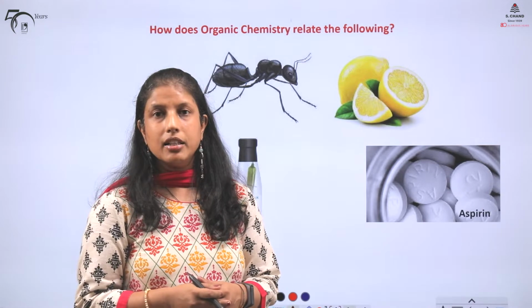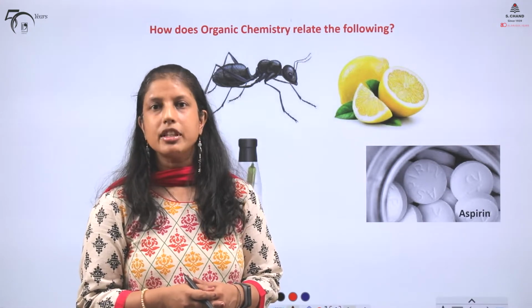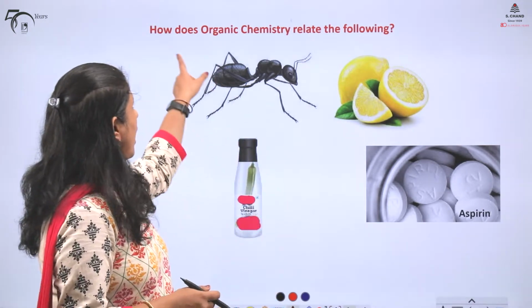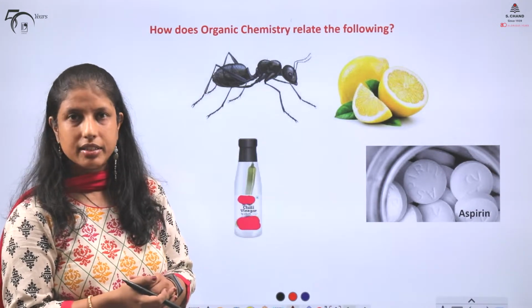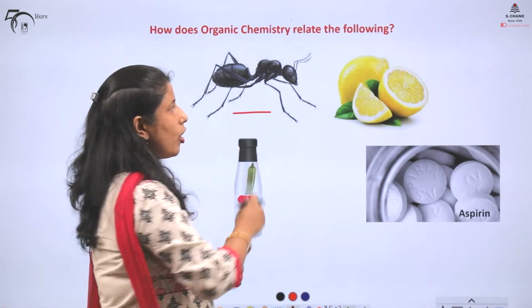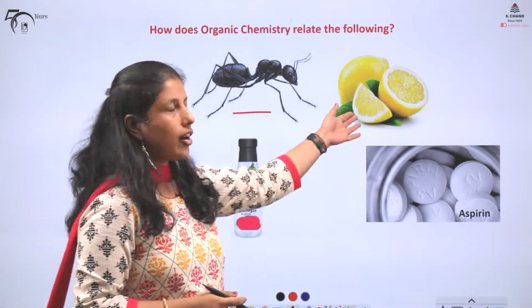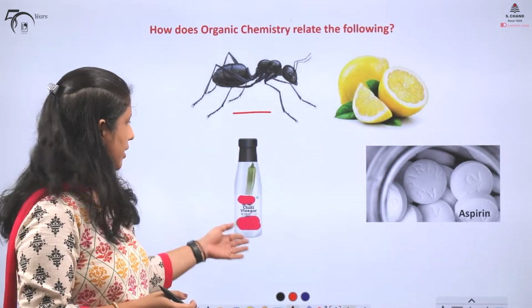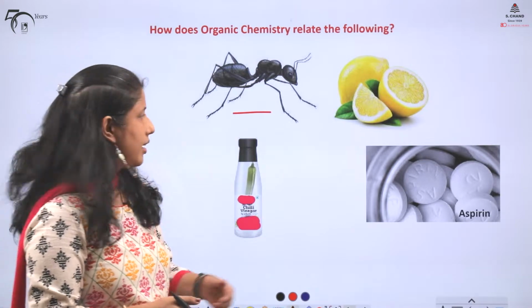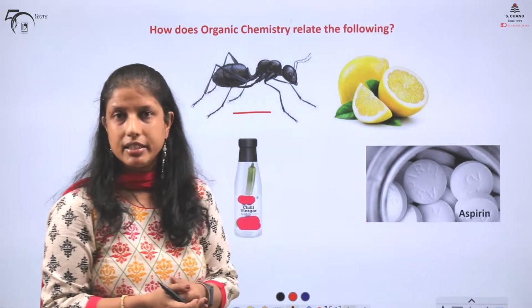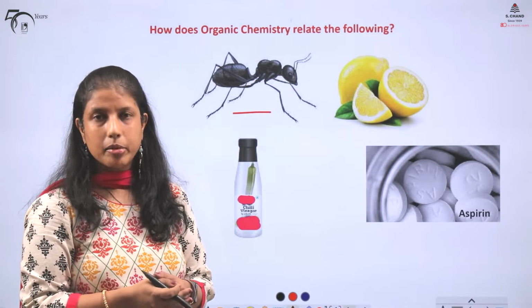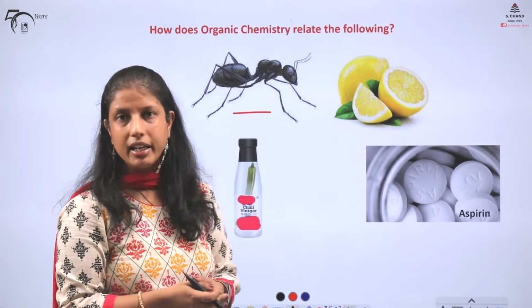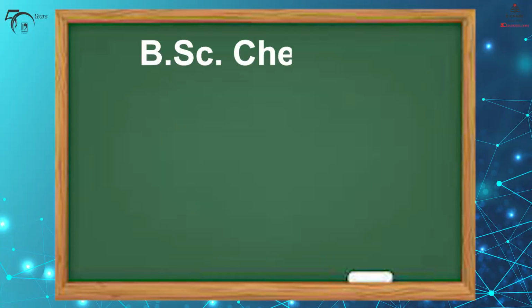Hello. Let's begin today's video with a quick question. How does organic chemistry relate the following objects? I have a common wood ant, our favorite lemons, a bottle of vinegar, and a common medicine taken by many heart patients, aspirin. Think about it, and I'll come back and reveal the answer.